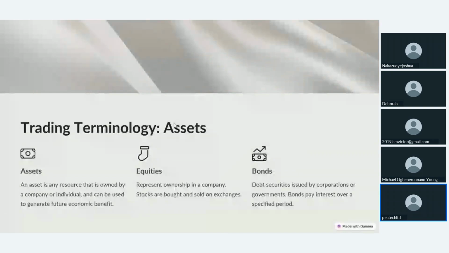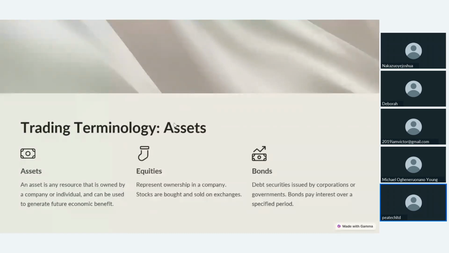However, in futures trading or trading in the financial market generally, an asset is any resource that is owned by a company or individual and can be used to generate future economic profits. So what does that mean? I create my account with Bybit. Then I fund $100. My entire asset with Bybit is $100. Why is it an asset? Because I can use that money to generate future profits. So I can turn that $100 to 200. I can turn the 200 to 300, right?